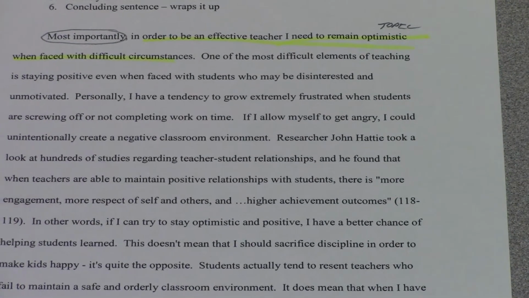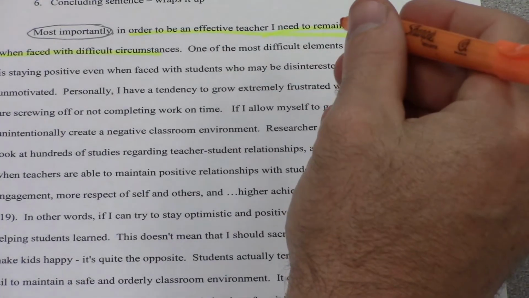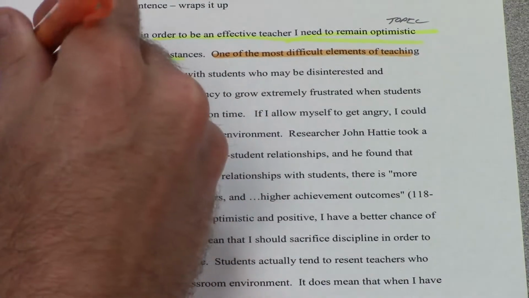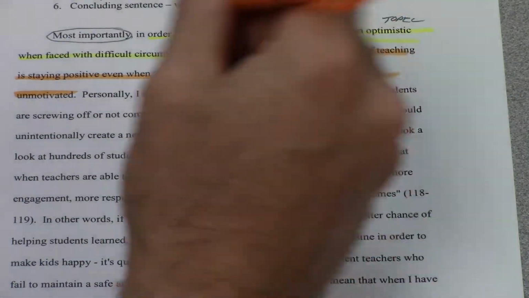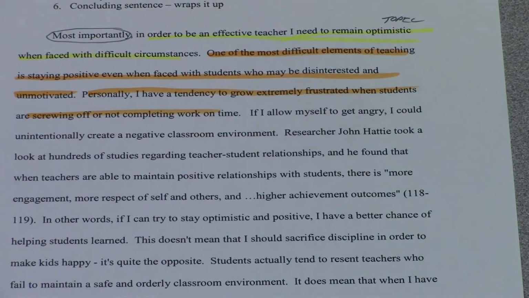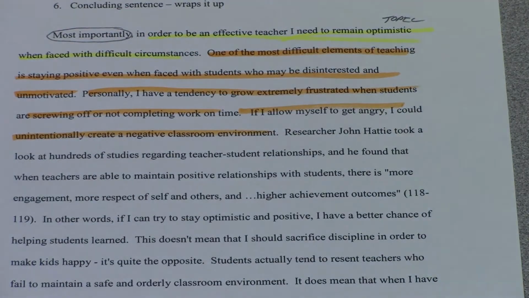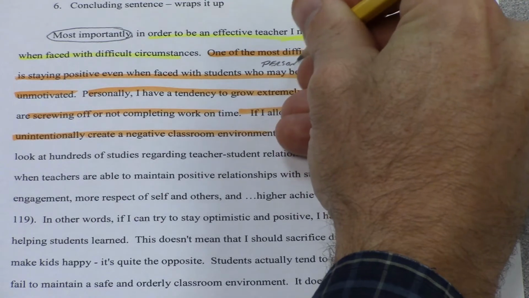Step 2, discuss why I need to improve using a specific example. "One of the most difficult elements of teaching is staying positive even when faced with students who may be disinterested and unmotivated. Personally, I have a tendency to grow extremely frustrated when students are screwing off or not completing work on time. If I allow myself to get angry, I could unintentionally create a negative classroom environment." In this whole passage, I focused on why remaining optimistic was a problem for me. So this is my personal example.